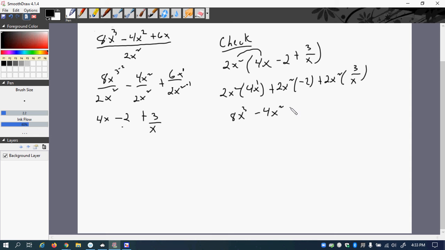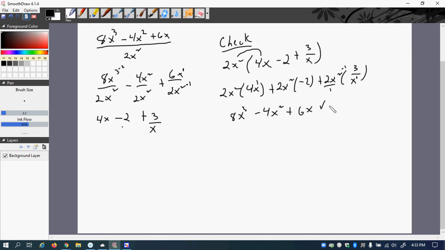And then I have an x here, and this is in the numerator, so these cancel. So I get 2 minus 1, which is 1, and 2 times 3 is 6, so I get 6x. Because 2 minus 1 just gives me one of them, and that matches the last one. So this is my check to see that that does work, and that's a good thing.